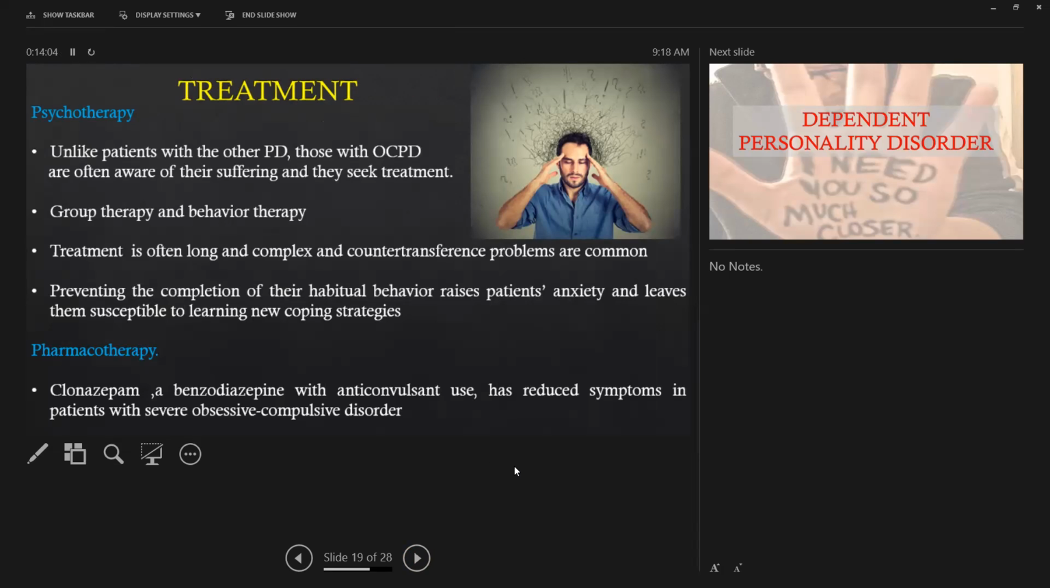Preventing the completion of their habitual behavior raises the patient's anxiety and leaves them susceptible to learning a new coping strategy. Pharmacotherapy: clonazepam, a benzodiazepine with anticonvulsant use, has reduced symptoms in patients with severe obsessive compulsive disorder.